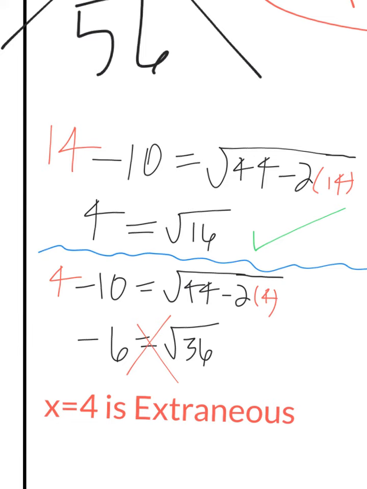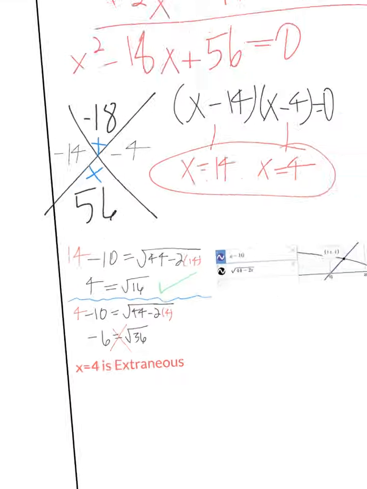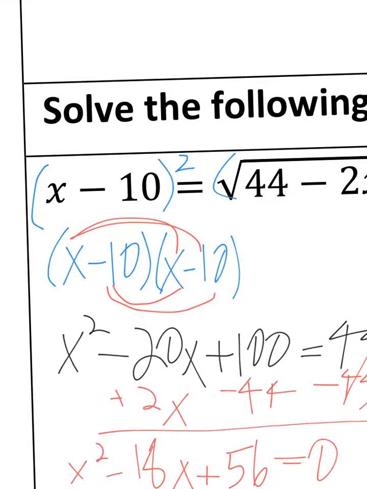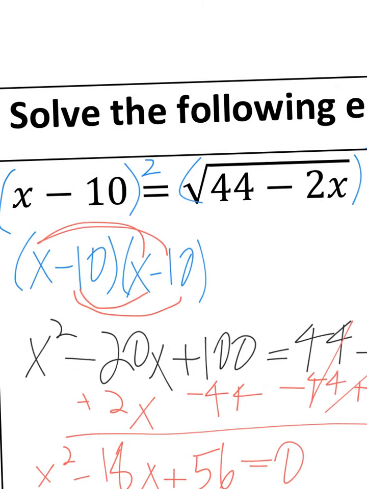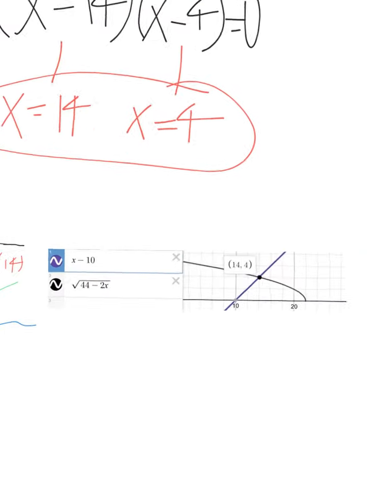Now, I know what you're thinking. Earlier in problems, every time we did a square root, we put a plus or minus, and that's true. But for problems like these, you only want the positive solution when you take the square root, okay? Because if you were to graph these, if you were to graph x minus 10 and then separately graph 44 minus 2x, it's going to look like this.